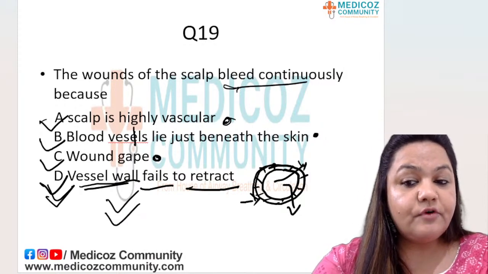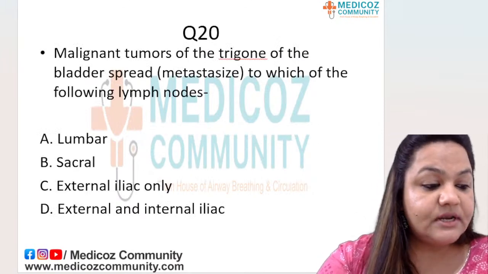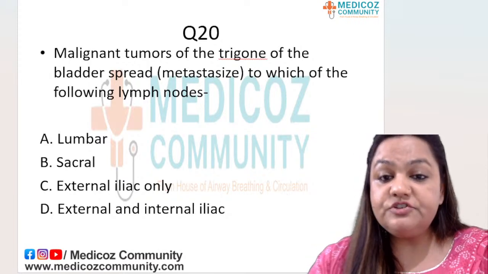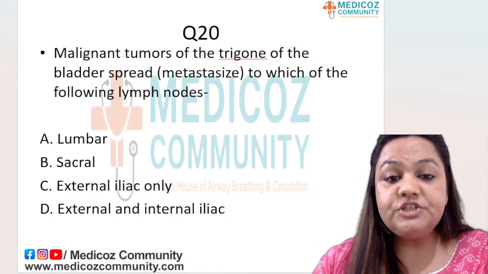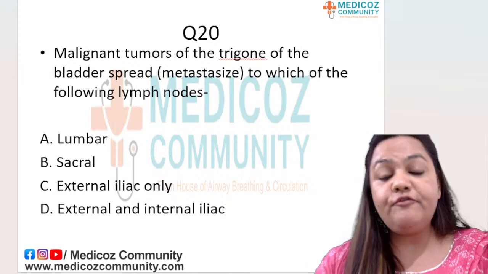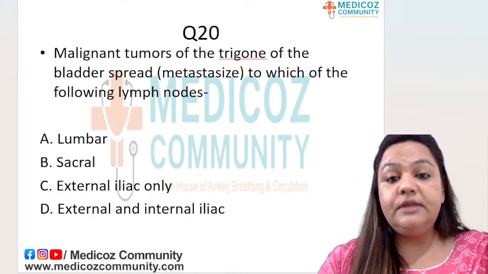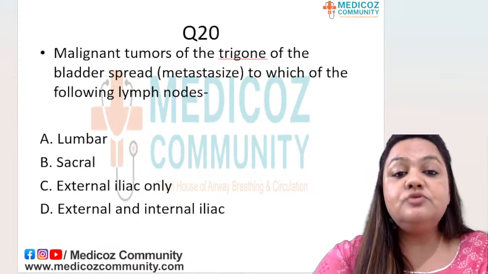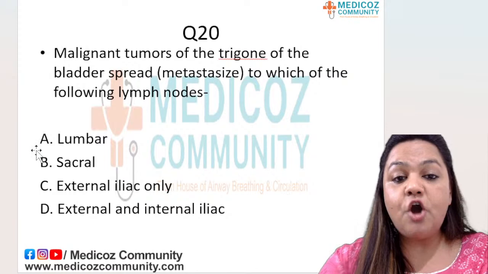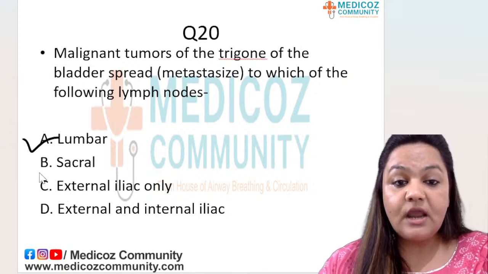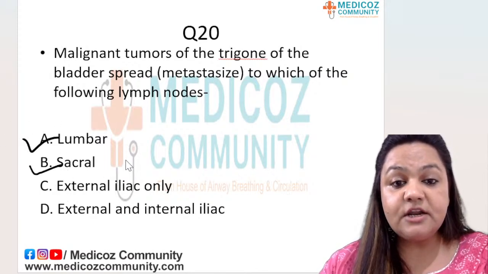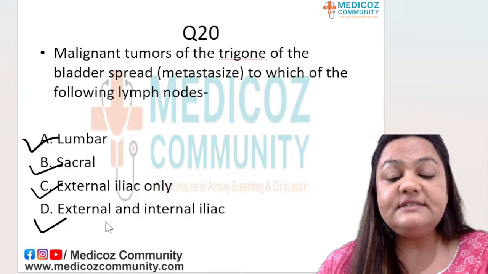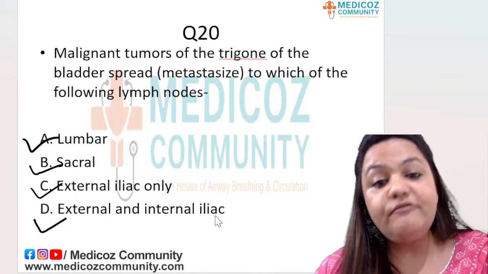Now we will proceed to the next question, question number 20. Question number 20 is: a malignant tumor of the trigone of the bladder spreads to which of the following lymph nodes? We have to find out the lymphatic drainage of the urinary bladder, especially the area of the trigone. What are the options here? Option A, the lumbar. Option B, the sacral group of lymph nodes. Option C, external iliac only. And option D, external and internal iliac group of lymph nodes.